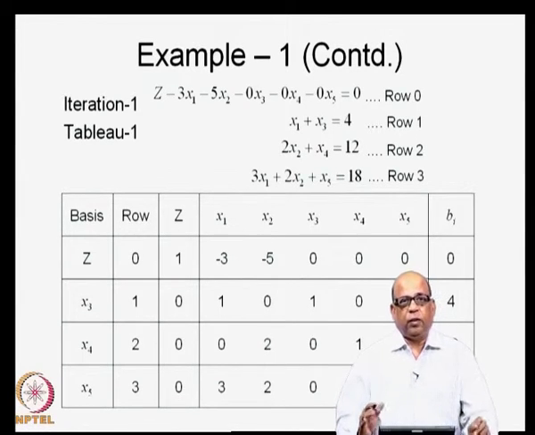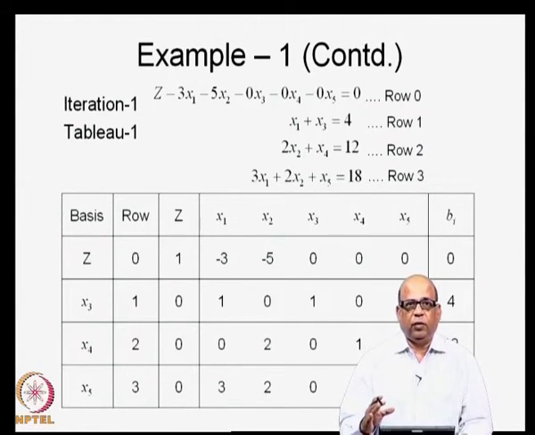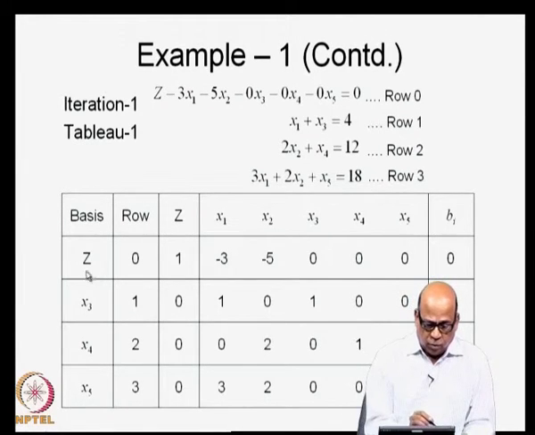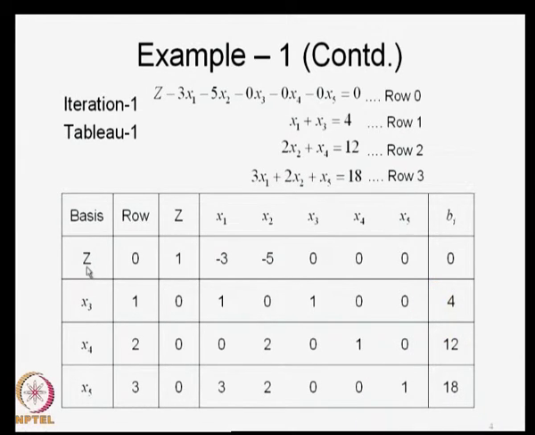At any iteration, the first question that you would ask is, is this solution optimal? Recall that the solution is read like this. The variable z is equal to 0, x3 is equal to 4, x4 is equal to 12 and x5 is equal to 18, with the non-basic variables x1 equal to 0 and x2 equal to 0 as the solution. So, the solution in any iteration can be read from the variable here and the value here, variable, value and so on.